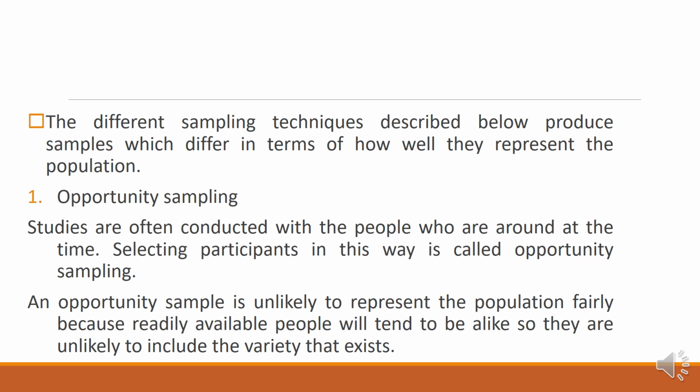So there are three different types of sampling technique, and the first one is opportunity sampling. This is when studies are often conducted with the people who are around at the time. These people are available. They have more free time, and they happen to be at certain places when the researchers are about to conduct the study. Or it could be people who are close to the researchers, so the researchers do not have to go further to find the participants.